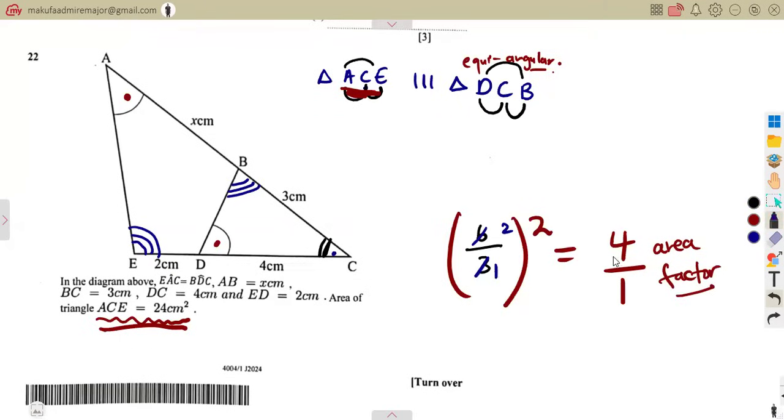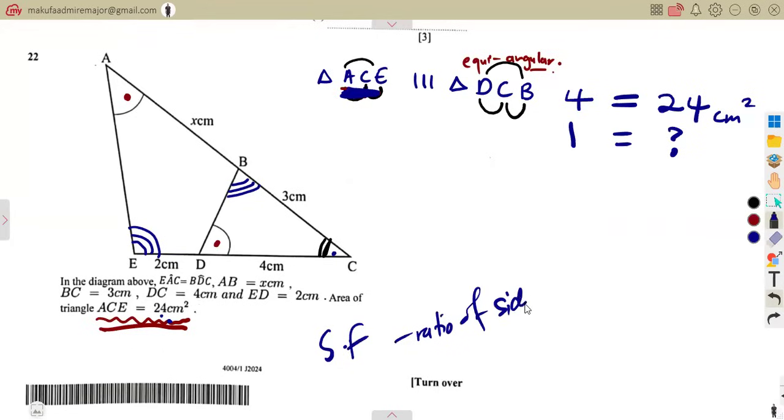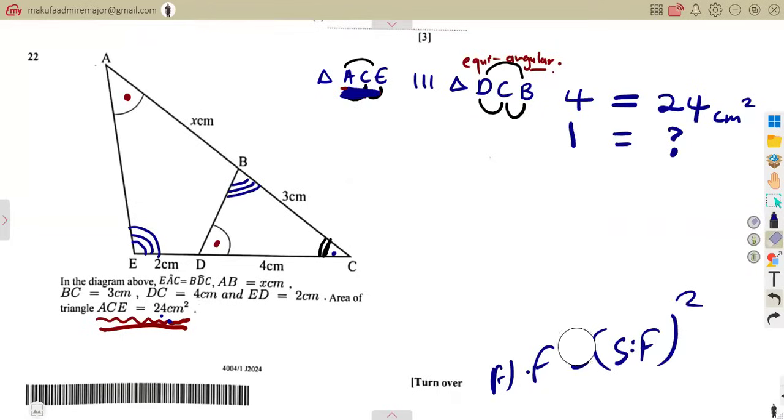What does it mean? It means 4 from the bigger triangle ACE corresponds with the area, because this is the area factor. It corresponds to the area of 24 square centimeters. What about 1? It corresponds to how many square centimeters in terms of the area. So you work with the scale factor. You find the area factor from there. The scale factor is the ratio of sides. So you square that to obtain the area factor, which is simply the scale factor squared. So the area factor now is the one that you use in your calculation.